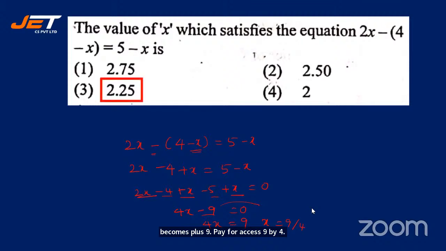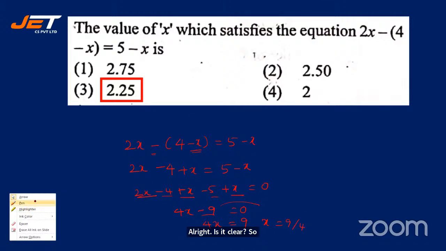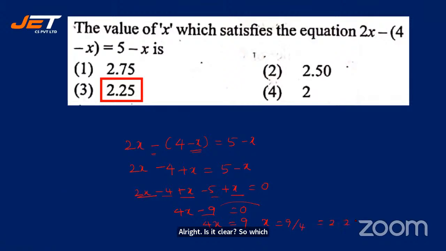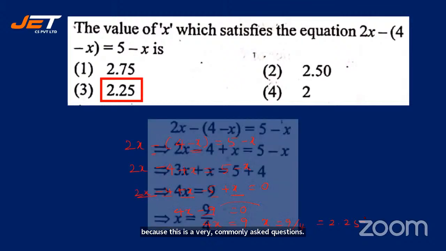Is it clear? Which ends up being 2.25. Yes, is this clear? This is how you have to solve it and find the value of x, because this is a very commonly asked question, and you should not make mistakes in this. All right, see the next question.